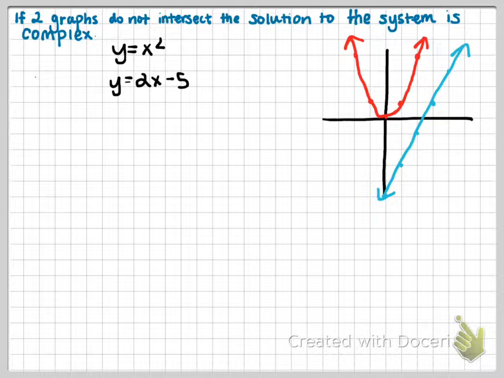So I've got the system of equations, y equals x squared, which is that parabola, and y equals 2x minus 5, which is that line. And I drew them on the graph, and you notice they don't cross. Okay, and they will never cross in our real set of numbers.